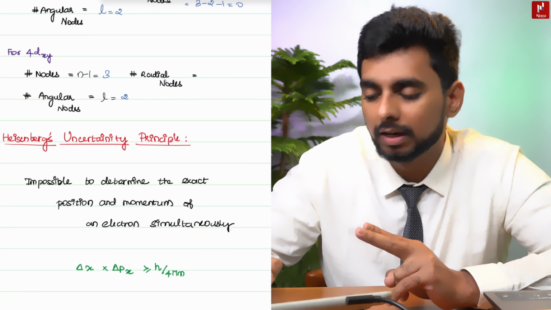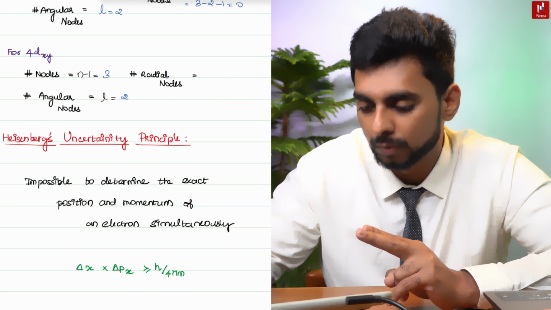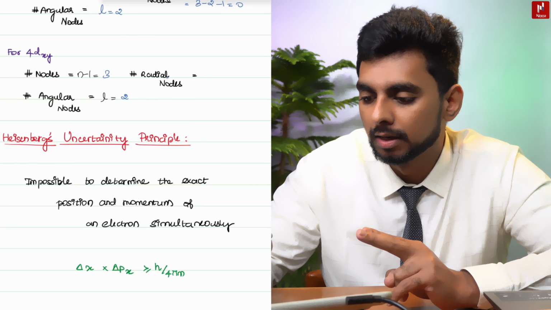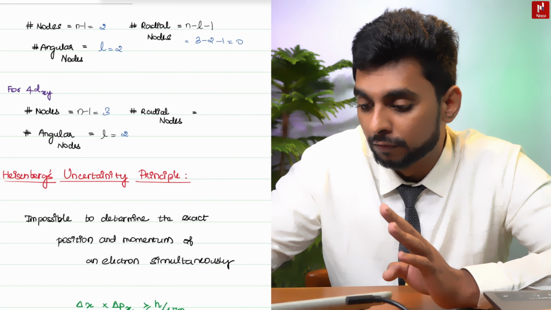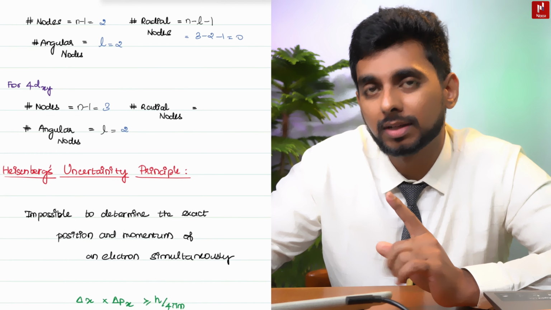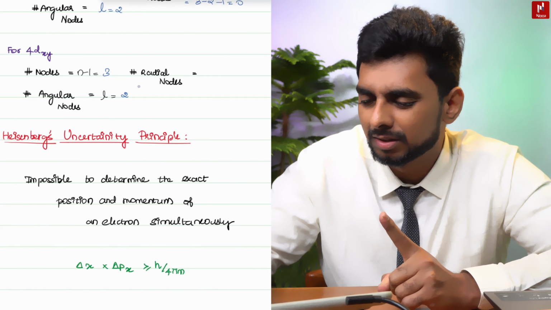With the case of radial node, it will be n minus L minus 1. Here it is like 3 minus 2, I mean 4 minus 2 minus 1, that will give me 1. Got it? It should be obvious.